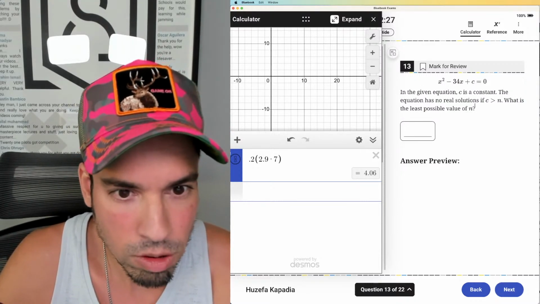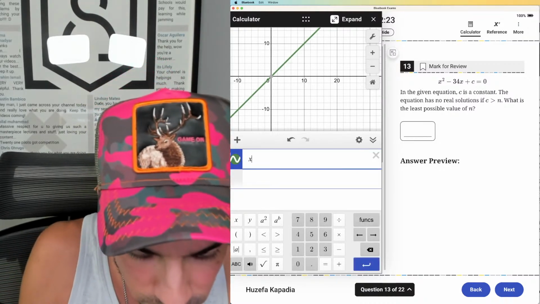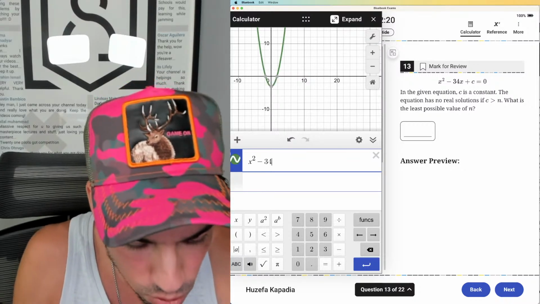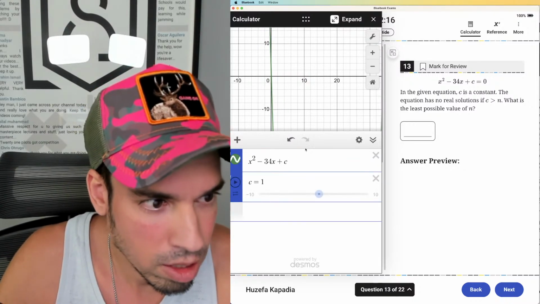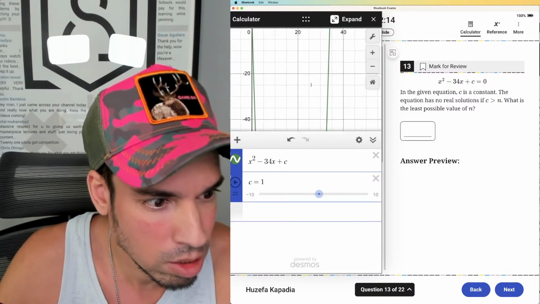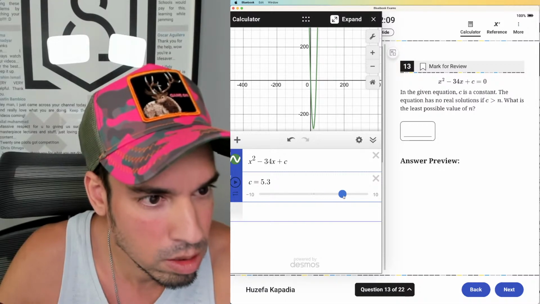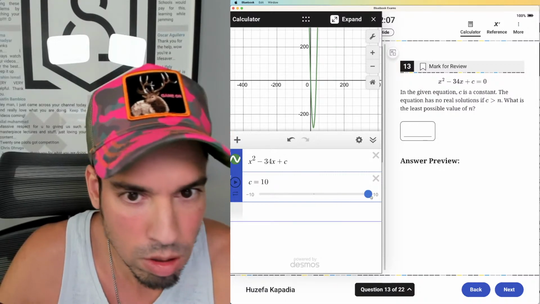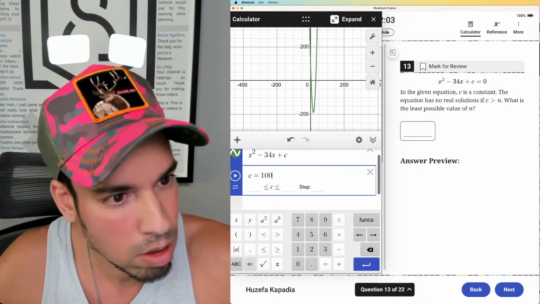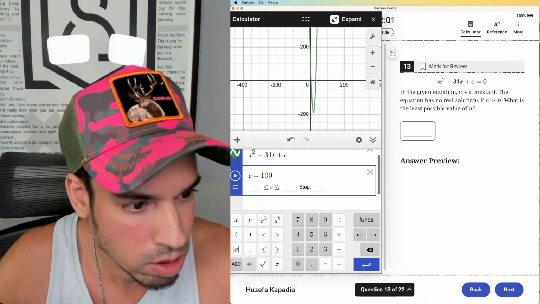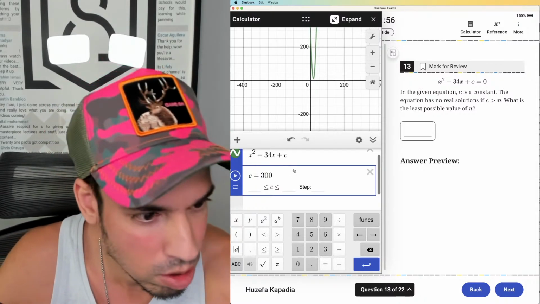In the given equation, the equation has no real solutions. Okay, watch this. They want the least possible value. This one, again, might be difficult because it might be some weird decimal. But let's see. So, again, we're going to add a slider. And when they say no solution, since it's equal to 0, we just want no x-intercept. So, we're going to have to raise it, raise it, raise it. It's raising so slowly. Okay, I guess this one's kind of tough. 100, 1,000. Okay, 1,000 obviously works. 200, 300. Okay, so it's around 300.